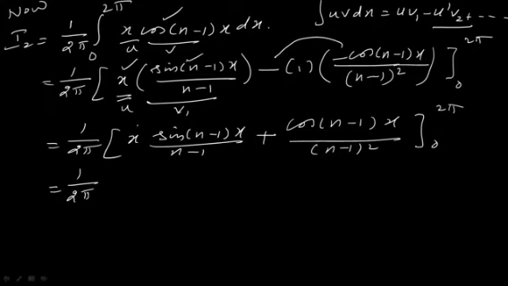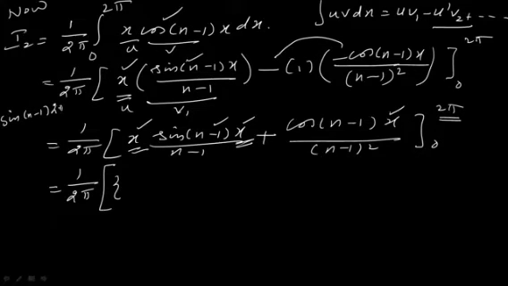So 1 by 2π, let me mark the positions of x. So these three positions we have x. So put a big parenthesis, inside that you have sub parenthesis for upper and lower limit. So first let me substitute x equal to 2π. Here we have to substitute 2π in two places. First we look at the sin term, sin (n−1)2π. As I told you already, sin (n−1)2π is 0. So 0 into anything is 0.